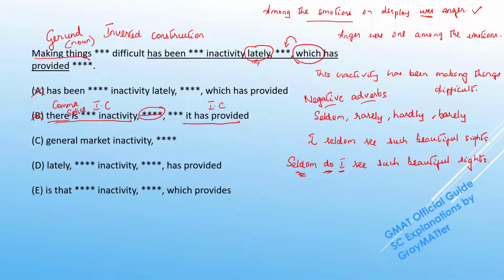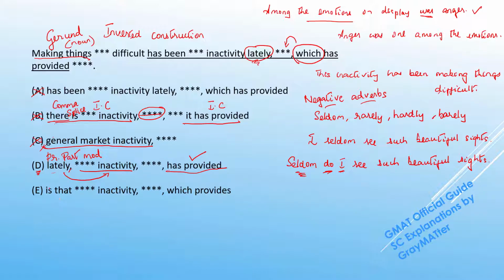Now again, if you look at the construction of answer choice C, it says making things difficult, general market inactivity. So you have a gerund and you have this noun phrase, and as you can see, this making things difficult and general market inactivity is not separated by any comma here. So this construction is totally invalid. C goes off. And now in D, the making things difficult is no longer a gerund because we can see that after this construction we have a comma, in which case this becomes a present participle modifier. So making things difficult lately, and this modifier would now refer to the subject general market inactivity, and general market inactivity has provided something something something. So this clause construction is perfectly fine. We can hold on to D.